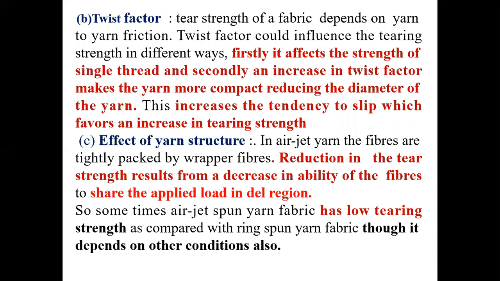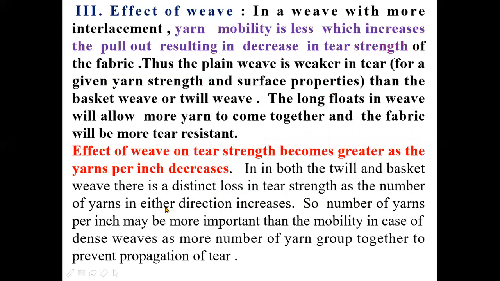So what I mean to say here is that, again I am highlighting the two things. The yarn should be mobile. There should be mobility of the yarn, because if the mobility of the yarn, or the mobility of the fiber, is more, more and more number of fibers will come in, form the group, and they will propagate the tear in the fabric. Next is the effect of the weave.